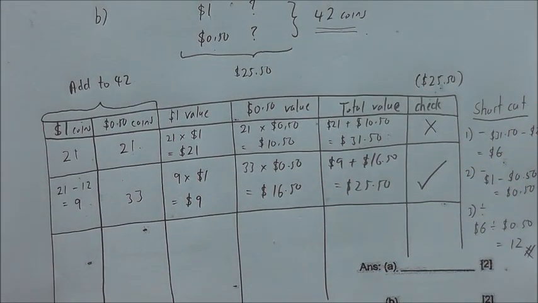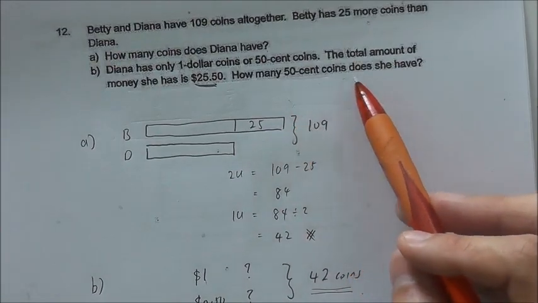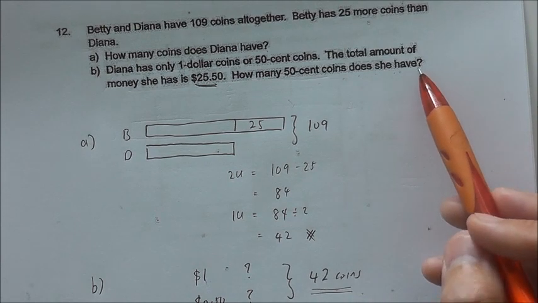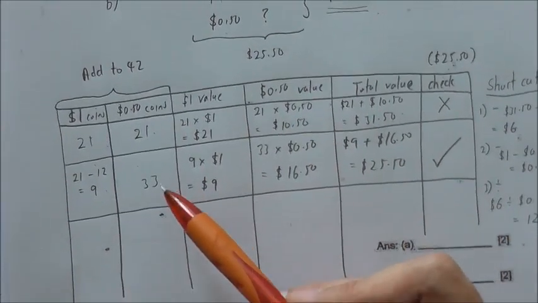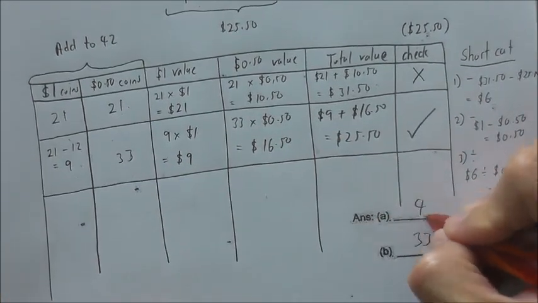Okay guys, please do not stop here because you have to extract the answer for the marker. Can you see they are asking how many 50 cents coins does she have? Then that will be 33. So please write down the answer, 33, and this is 42.